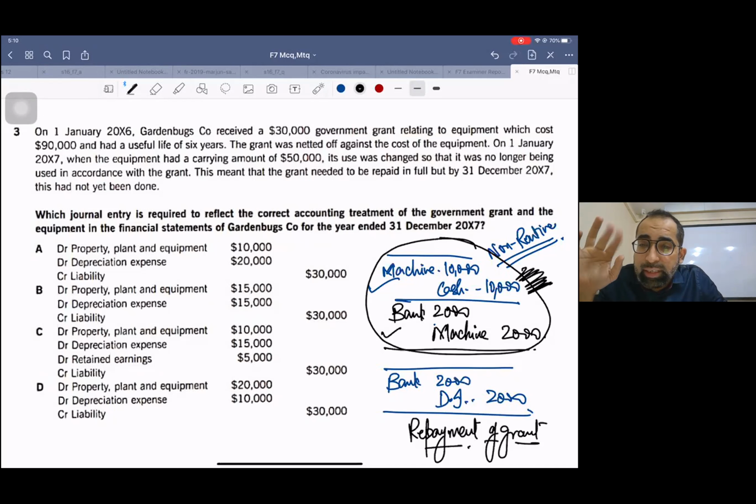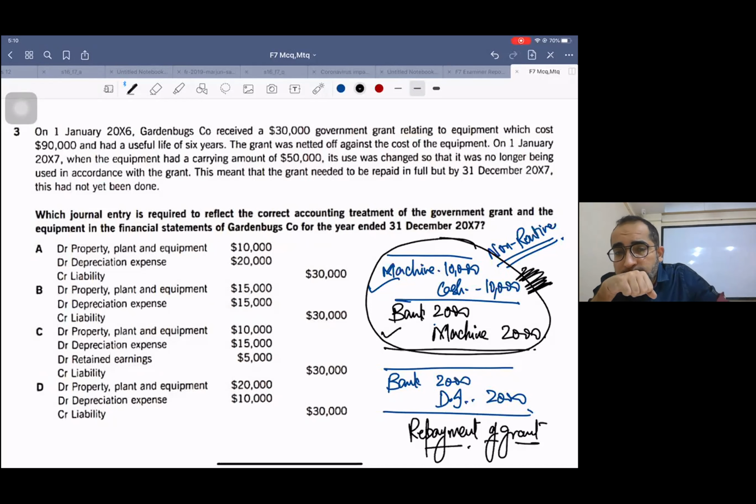IS 8. Changes in accounting estimate is always adjusted prospectively.